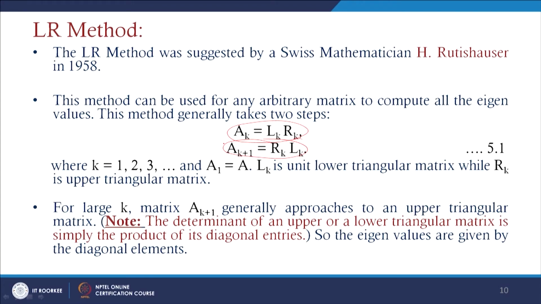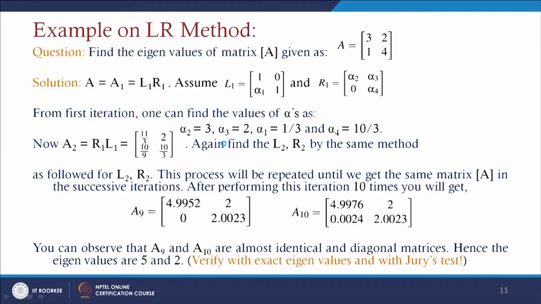Here Lk is the unit lower triangular matrix, while Rk is the upper triangular matrix. And for large k, the matrix Ak plus 1 generally approaches an upper triangular matrix. The determinant of an upper or a lower triangular matrix is simply the product of its diagonal entries, so the eigenvalues are given by the diagonal elements. Sometimes you are finding only the diagonal entries, which are nothing but the eigenvalues of these matrices.